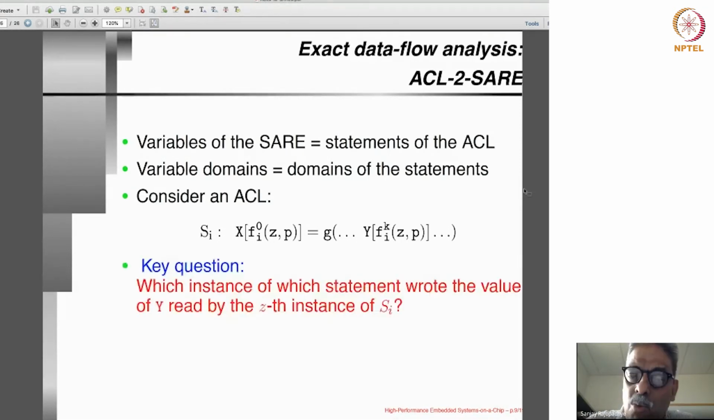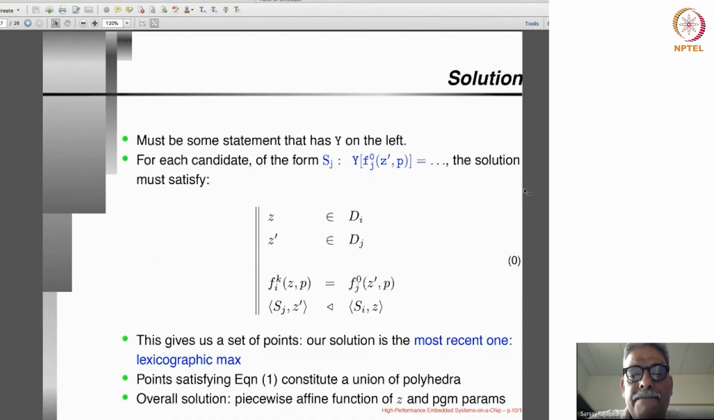Which instance or which statement wrote the value of Y that is being read by the zth instance of statement Si? That's our key question. And we want this answer as a function of Z. For different Z, the answer is going to be different. For Z near the boundary, you're going to get something else. For Z sufficiently far from the boundary, you may get something else. All right. Here is the mathematical way of representing this.